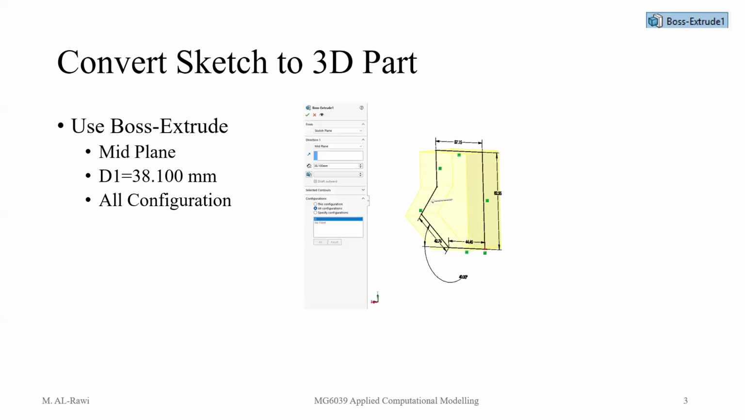So you can see on the screen, direction 1 is mid-plane. The D1 is 38.1 millimeters, and that should be activated for all configurations. Mid-plane means going from the center, half of 38 that way and half of 38 that way. So we go from the middle to both sides. If you don't choose mid-plane, it will go one way, either right or left, depending on your direction. So it should be mid-plane. You don't need to change the text, as the value is already 38.1.